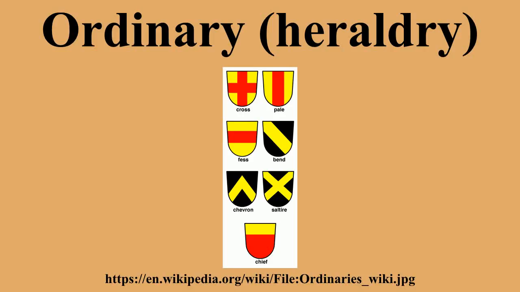Lozenge, a rhombus with its long axis upright, resembling the diamond of playing cards. Fusil, a lozenge very much thinner than it is long. Mascle, a voided lozenge. Rustre, a lozenge pierced. Roundel, a disc or ball, as in the arms of the Duchy of Cornwall or of the Medici.